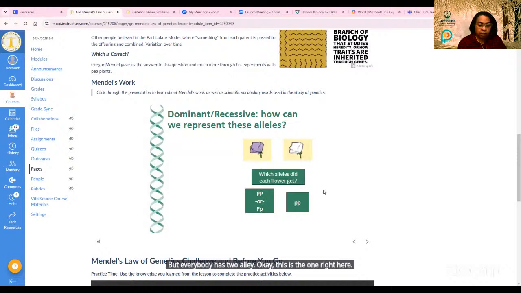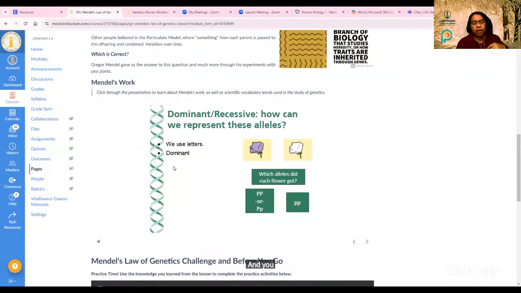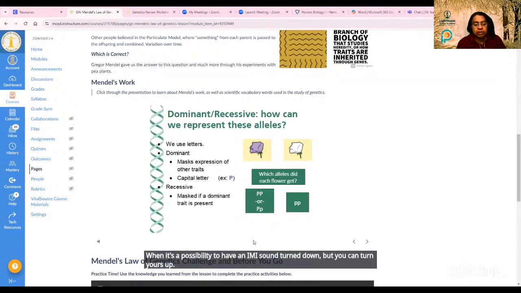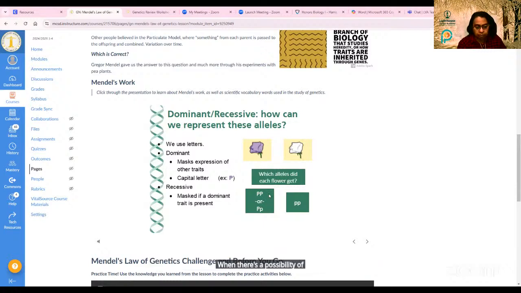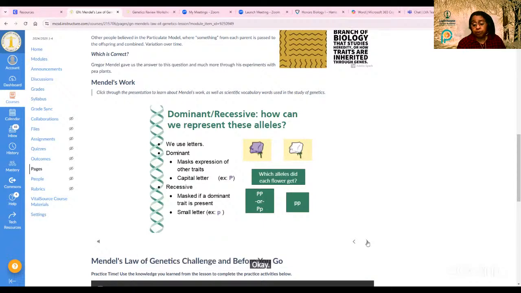This answers one of the other questions on the worksheet, where you had to use the flower as an example, and you had to use the purple is dominant, so they used P. And then again, they don't use white for the recessive trait, so you're going to have a lowercase p for the recessive trait. When you don't know whether it's homozygous dominant or heterozygous dominant, you write both. Okay, you write both.